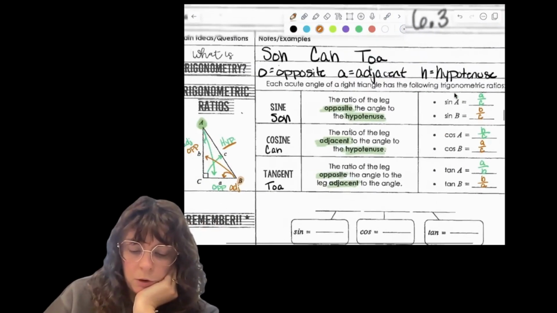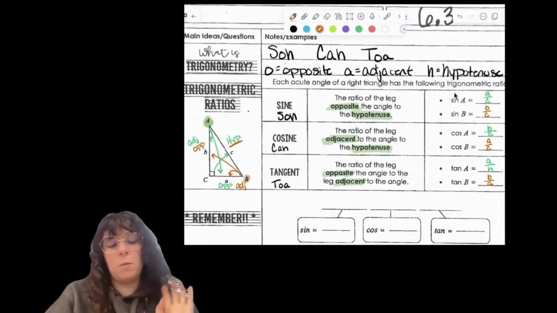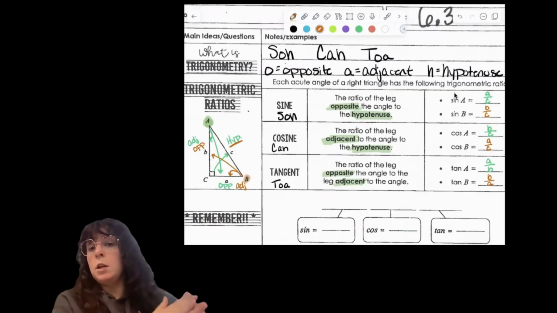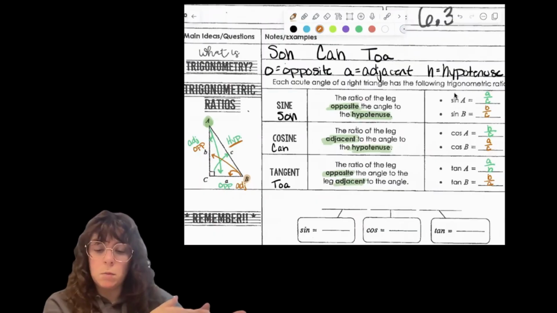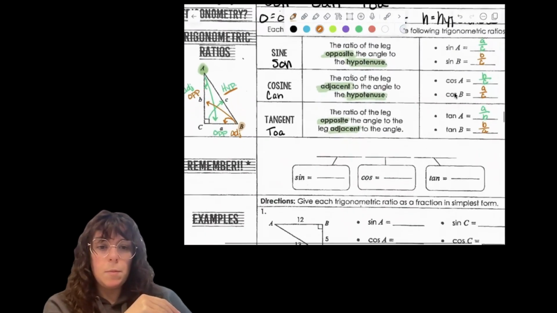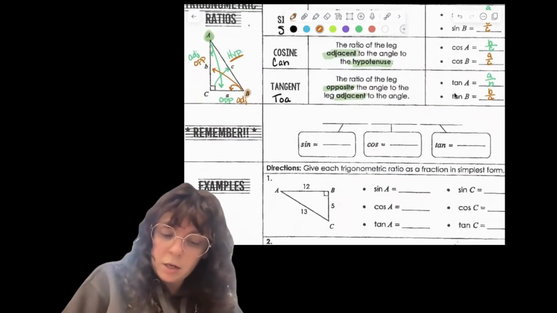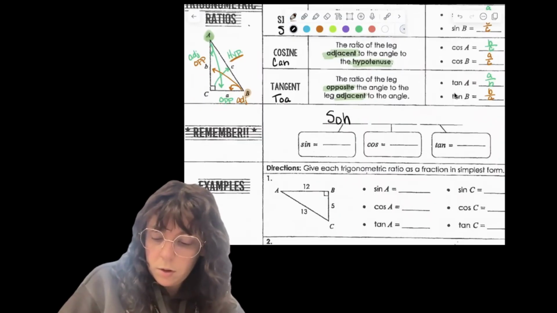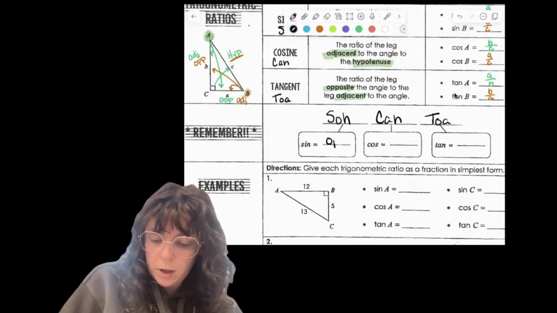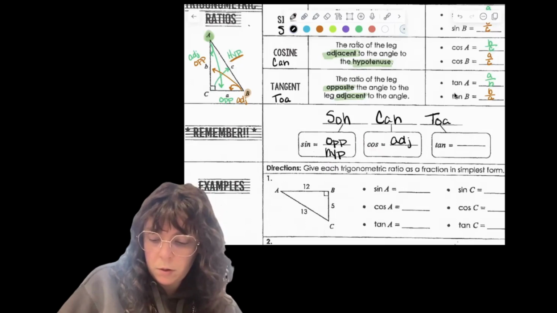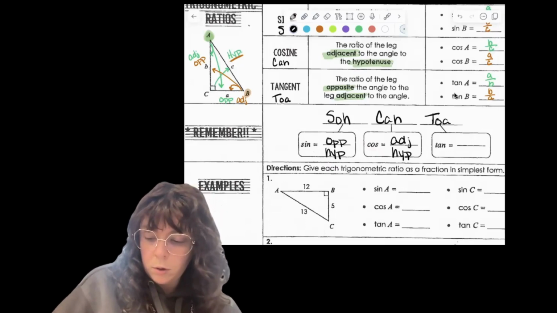I'm going to zoom out just for a second, just in case some of you missed that. If needed, you can pause here so you can write anything down that you might have missed. As we just talked about, we've got SOHCAHTOA, which is the opposite over the hypotenuse, the adjacent over the hypotenuse, or the opposite over the adjacent.